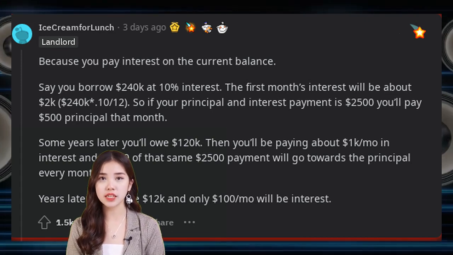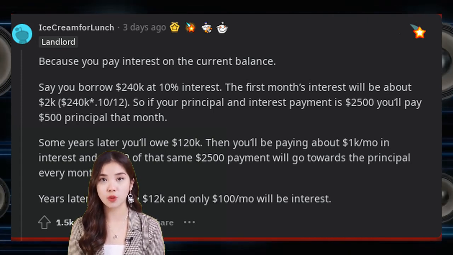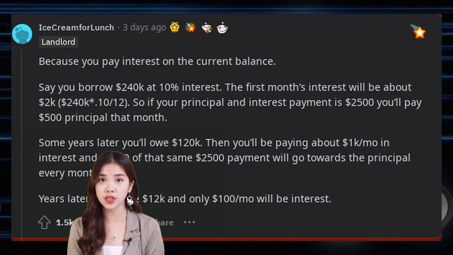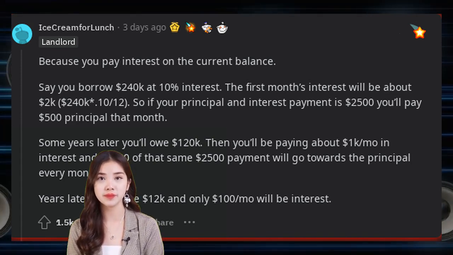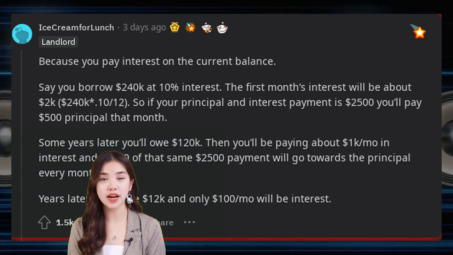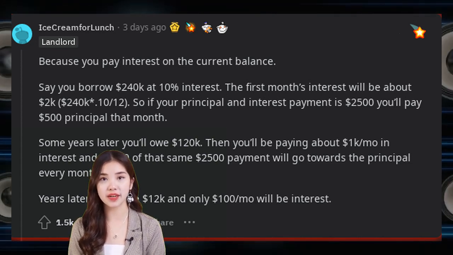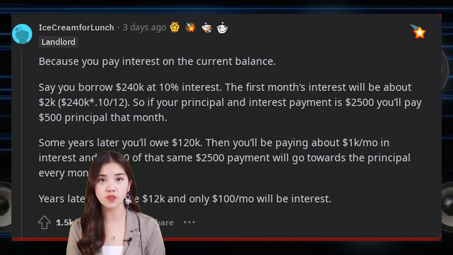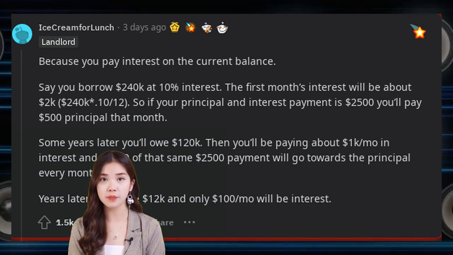Some years later you'll owe $120,000. Then you'll be paying about $1,000 in interest, and $1,500 of that same $2,500 payment will go towards the principal every month. Years later you'll owe $12,000 and only $100 will be interest.